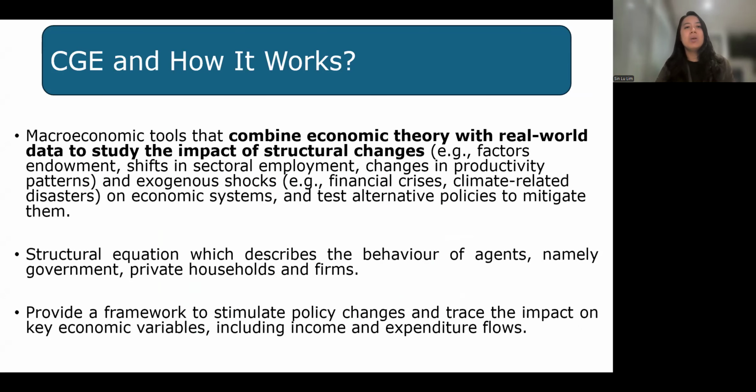So how does the CGE work? CGE is a tool that combines economic theory with real-world data to study the impact of structural changes, especially changes in productivity patterns and exogenous shocks, like climate-related disasters, on the economic system. It also gives us the opportunity to test alternative policies to mitigate these issues. CGE also adopts the principle from the Solow model, with structural equations which describe the behavior of agents, namely the government, private households, and the firms. It also provides a framework to simulate policy changes and trace the impact on key economic variables such as income and expenditure flow.